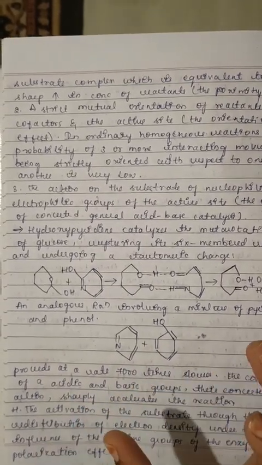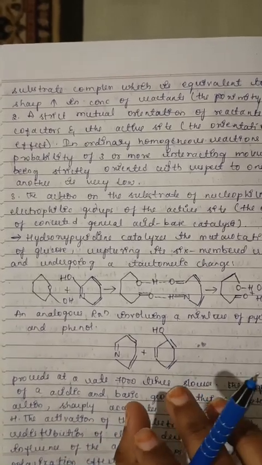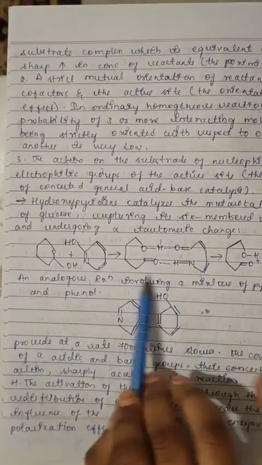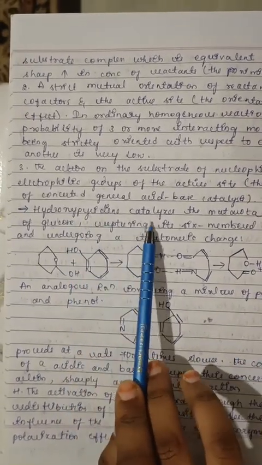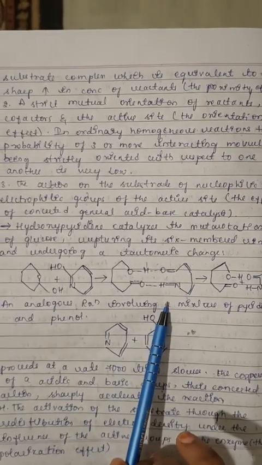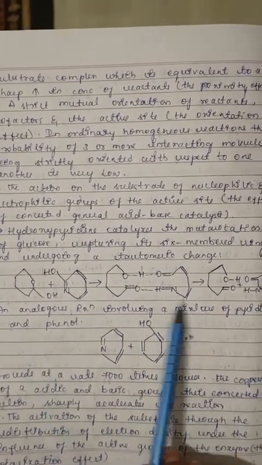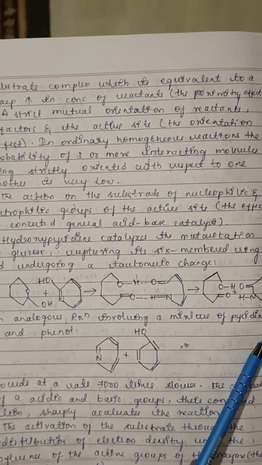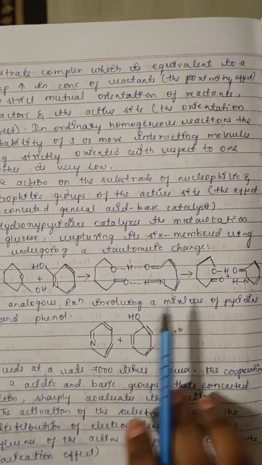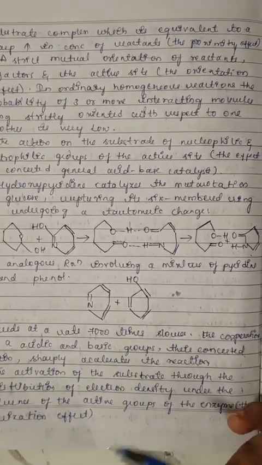The action on the substrate of nucleophile and electrophile groups of the active site, that is the effect of concerted general acid-base catalysis. Coming to this figure, we can tell that hydroxypyridine catalyzes the mutarotation of glucose, rupturing its 6-membered ring and undergoing a tautomeric change. Here we can observe this tautomeric change, and this is analogous to reactions involving a mixture of pyridine and phenol, which proceeds at a rate 7,000 times slower.